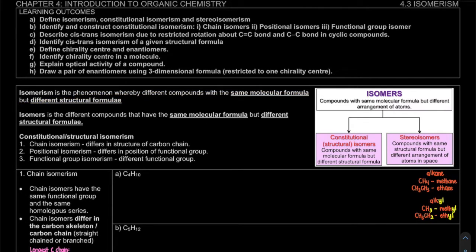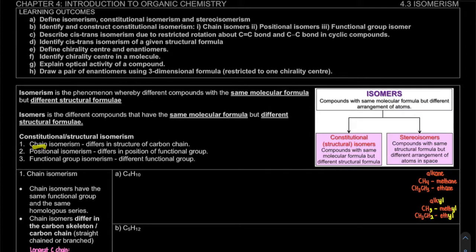Okay, so that is the phenomenon, but the molecule itself we're going to define as an isomer. An isomer is a compound with the same molecular formula but different arrangement of atoms. In this video, what we're going to learn is constitutional or structural isomer, where compounds have the same molecular formula but different structural formula. For structural isomerism, we have chain, positional, and functional group isomer.